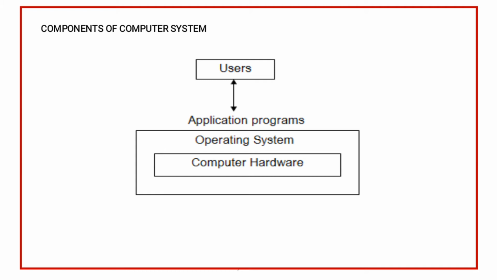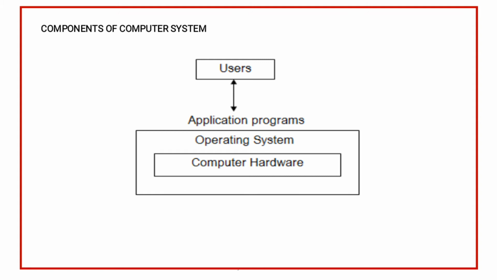This figure shows computer hardware is at the innermost level, operating system is at the outer level to that of computer hardware. Application programs are at outer levels to that of operating system. Users can interact with computer hardware through application programs and operating system. The basic resources of a computer system are provided by its hardware, software, and data. The operating system works as a resource allocator.